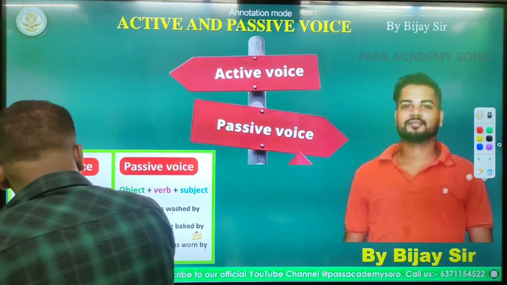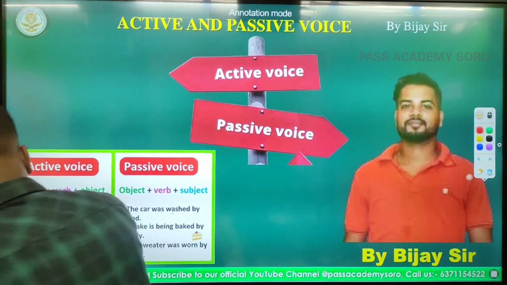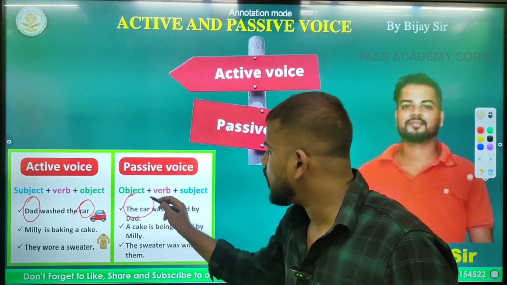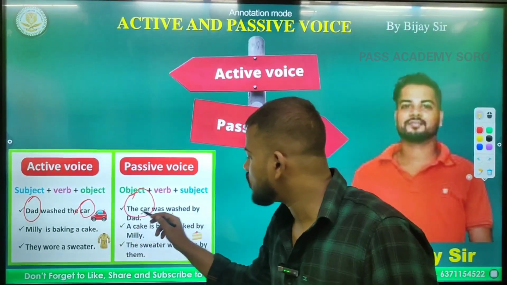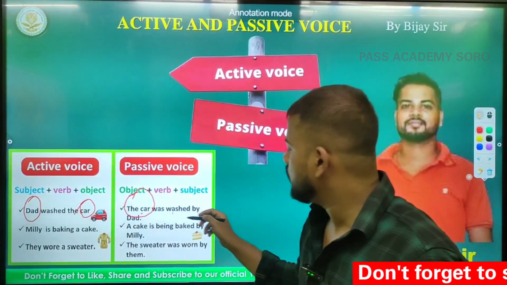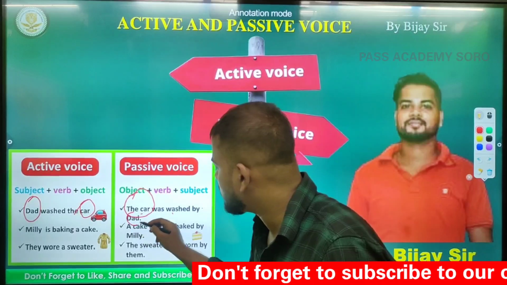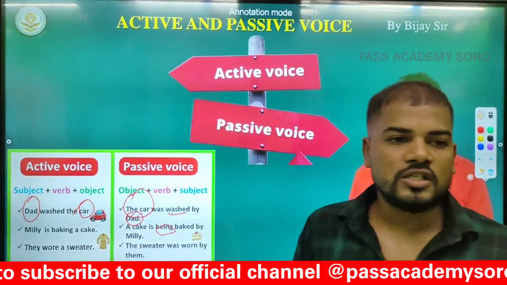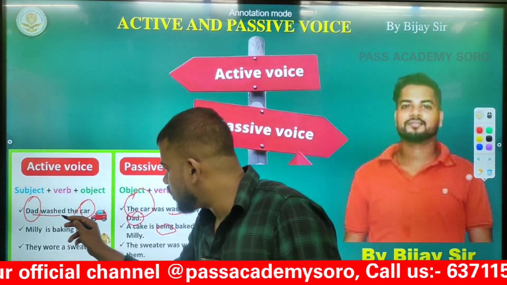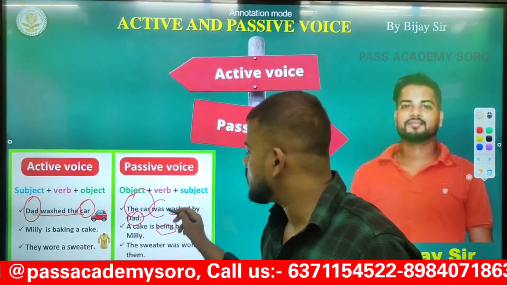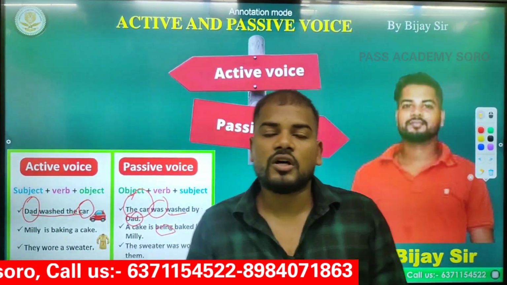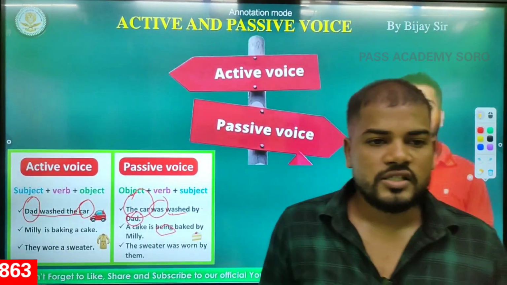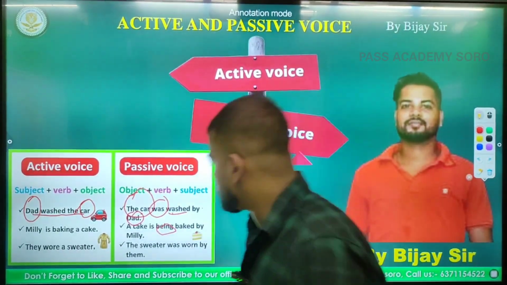It means here the car is the object and dad is the subject. But while we are converting into passive voice, the car became the subject. It means the object became the subject, and we use the subject as the object. Here dad comes after by, and we use the third form of the main verb, washed, and as it is simple past, we use was here. So while we are converting an active voice into passive voice, it is very necessary to have certain knowledge about tense.